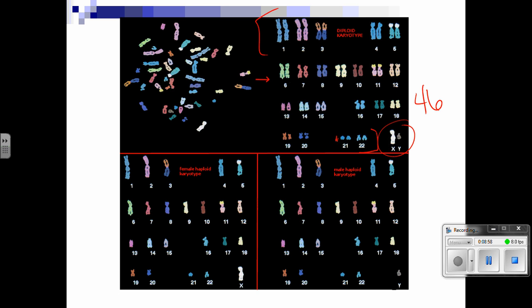Female karyotype, and then male karyotype. And this is a haploid karyotype. The difference here is that they're not showing both pairs. So here they've got 1 pair and 1 pair. One came from mom, one came from dad. Here they're not. So this would be like a sex cell that is haploid. So this would be like a sperm for a male and an egg for a female.